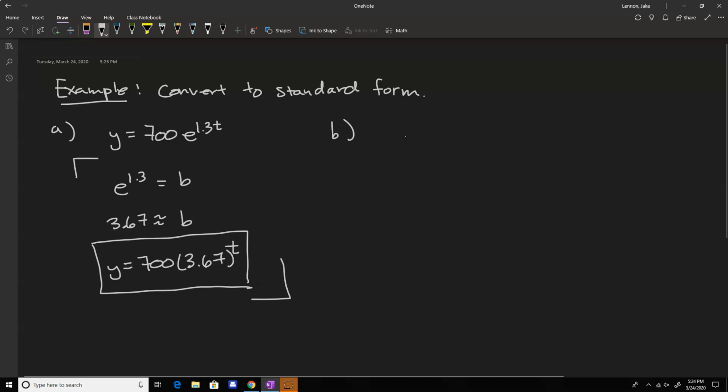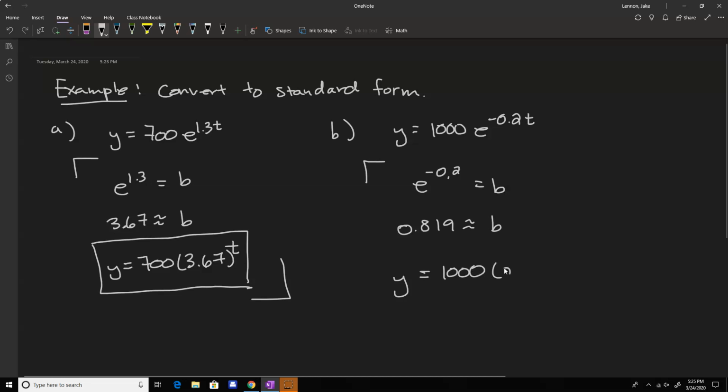Let's do another one. Let's say we have y equals 1000 times e to the negative 0.2 t. Same thing, we just need to figure out what e to the negative 0.2 is. That's our value for b. Here that is approximately 0.819. So we could write our standard exponential function as y equals 1000 times 0.819 raised to the t power. And there you have it.